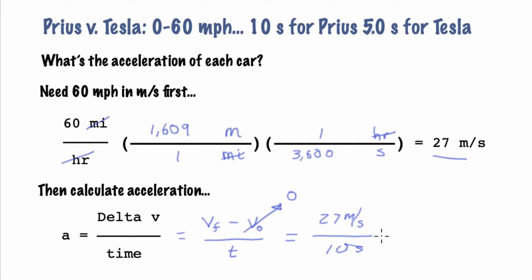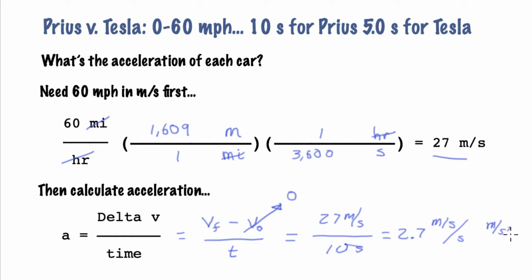So 27 divided by 10 is 2.7. And the units are meters per second divided by seconds. Change in velocity, 27 meters per second, time, seconds. But rather than saying meters per second per second, which I really do like better, you could just write meters per second squared.